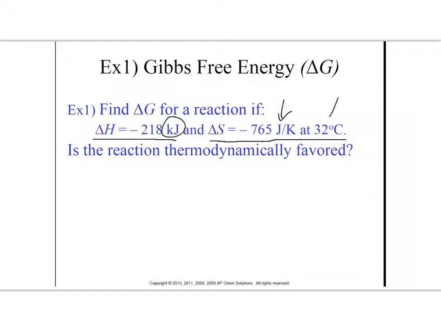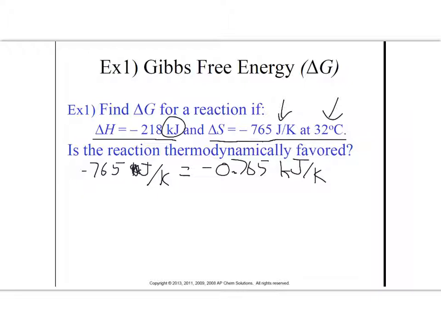Second thing is this. Don't use the Celsius values. Remember, we're always going to use values in kelvins when we do our calculations. So let's do this first. I'm going to change those joules, so negative 765 joules per Kelvin, that's equal to negative 0.765 kilojoules per Kelvin. Remember, the conversion is just 3 decimal places, right?